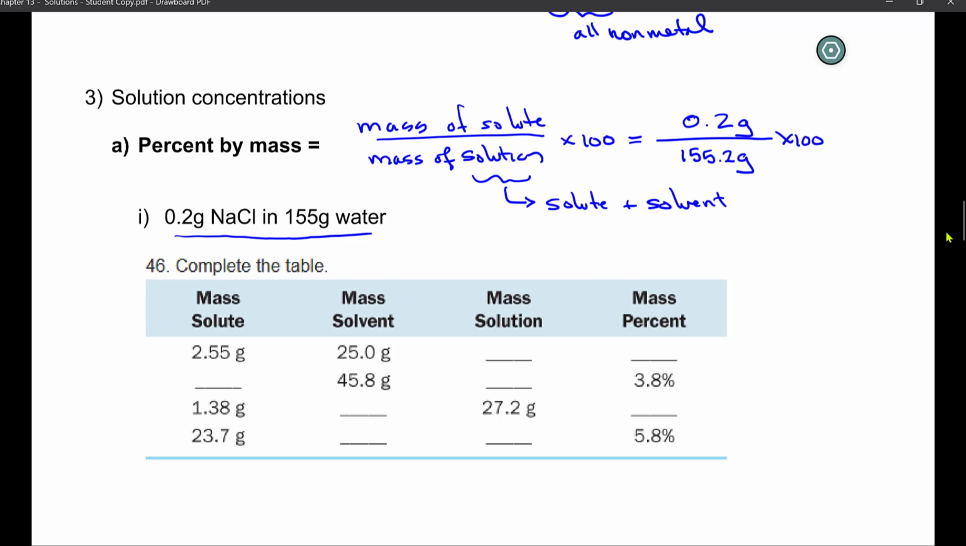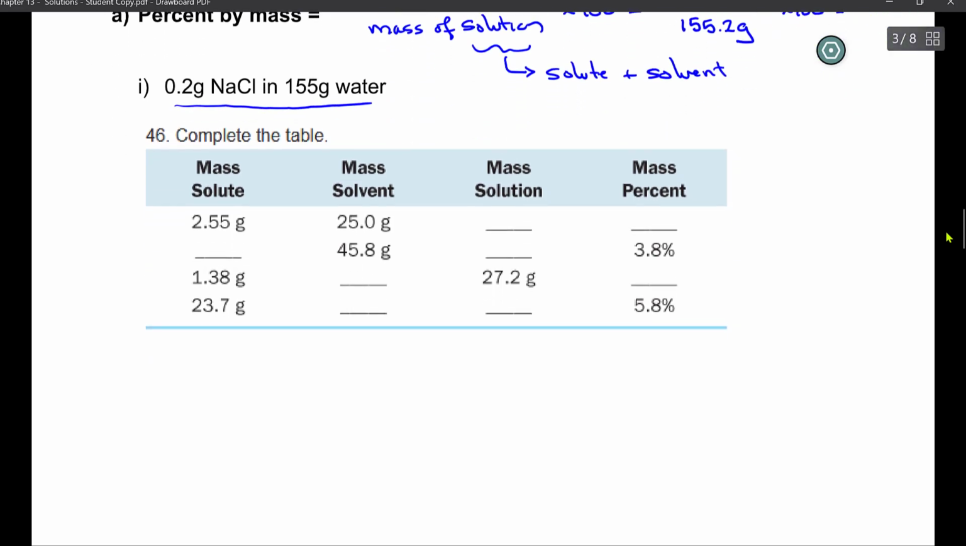And I only have one sig fig, but I'll go ahead and put 0.12%, with the 2 underlined. All right. So let's go ahead and look at how you might do a couple of these calculations.